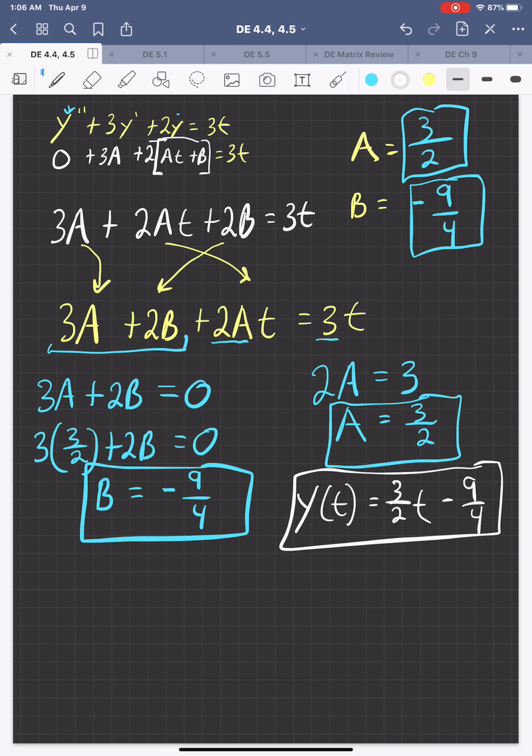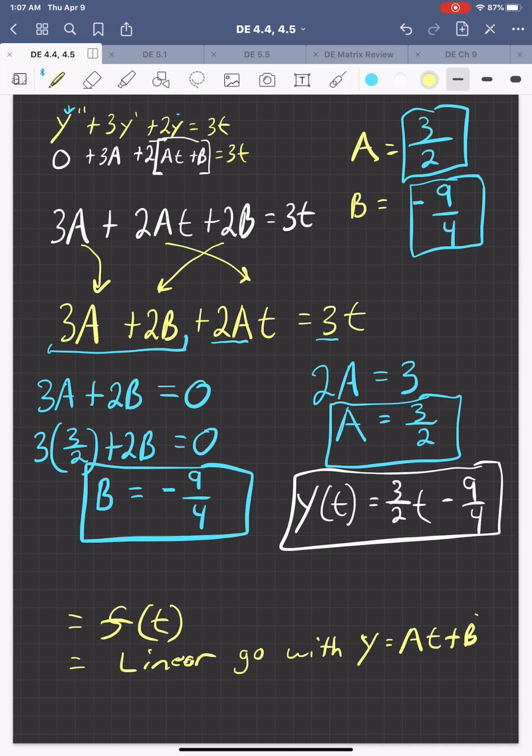Here's the takeaway before I go to the next problem. It appears that if f, remember, it's always the second order equation set equal to an f of t, it appears that if f of t is linear, right, then a good choice, we're going to go with some type of y is equal to at plus b, right?